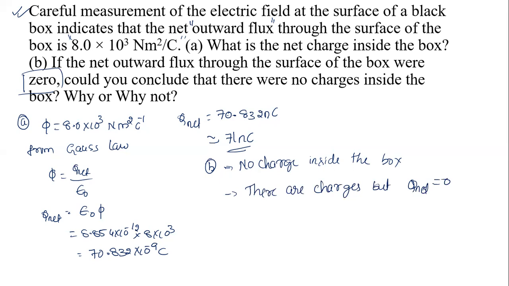You can say it like this: there are two possible ways, why and why not. Why not is not possible, because either there is no charge, or there is a charge but the net charge becomes 0. So this is about the question on flux. Can we move on to the next question then?